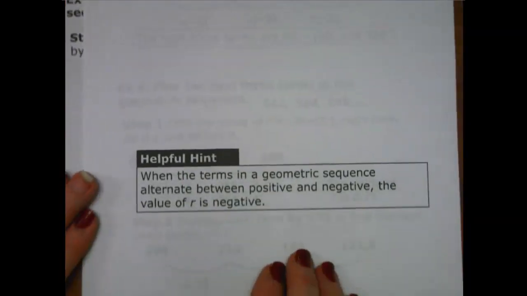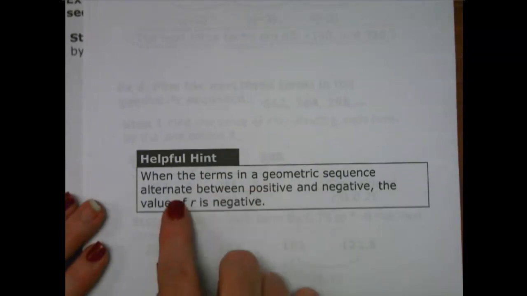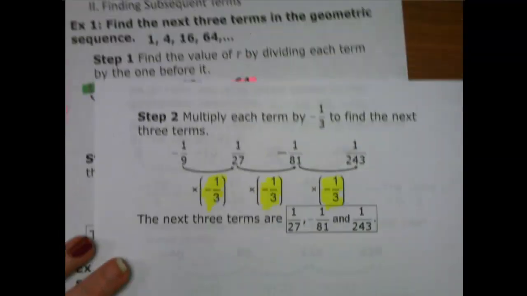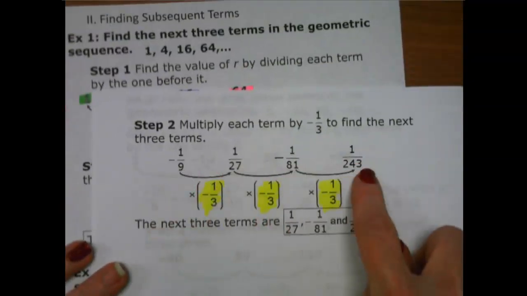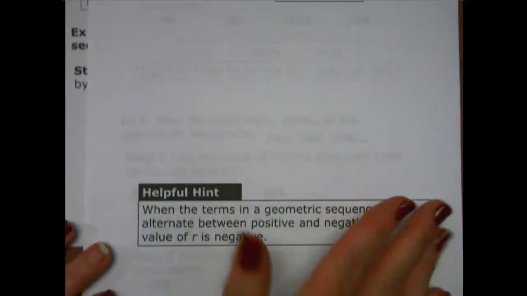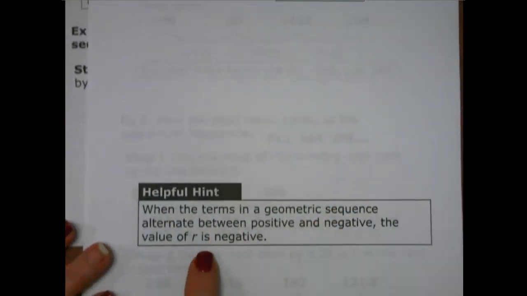Helpful hint. When the terms in a geometric sequence alternate between positive and negative, like you see here, the R value has to be negative. So just something to keep in mind. If it's alternating between positive and negative, the R value must be negative.